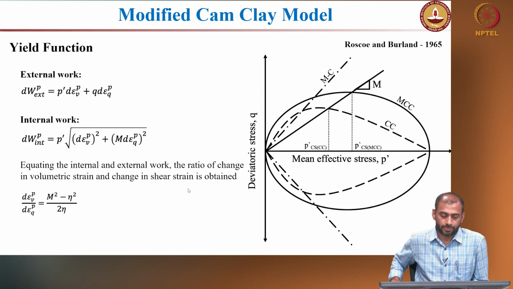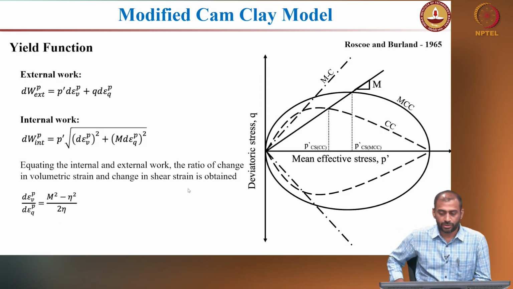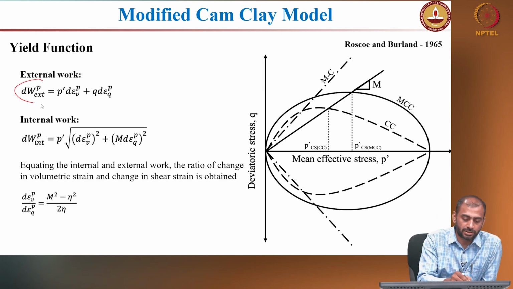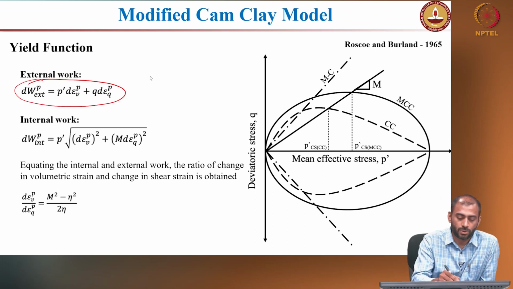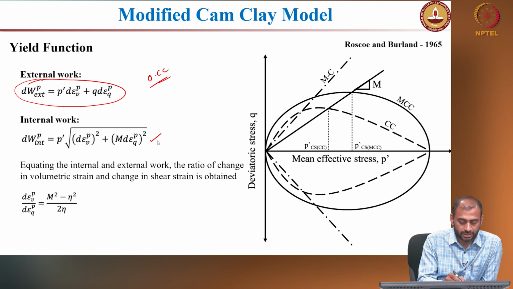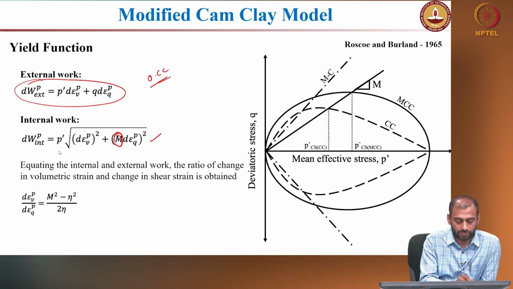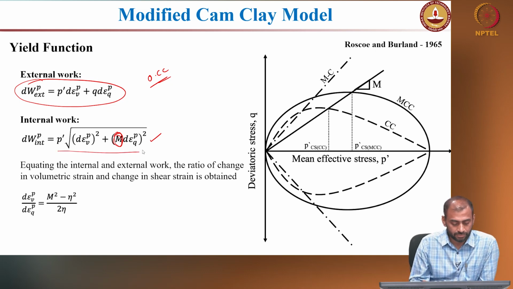To avoid this, in 1965 Roscoe and Burland came up with a modified version of this Cam-Clay model. What they did was use the same external work as the original Cam-Clay, but they modified the internal work. They still use the material property M, but in addition to that, they slightly modified the internal work equation.